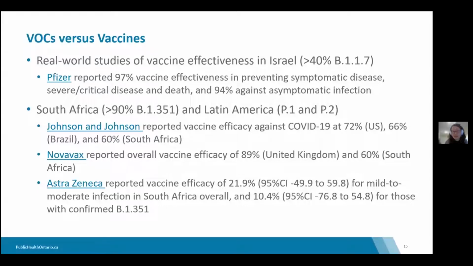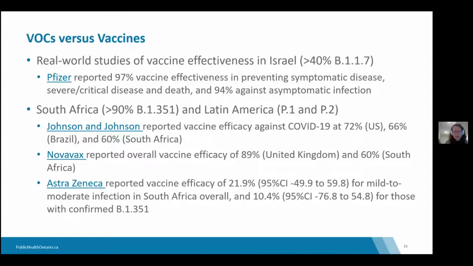So on the good news side, we have very compelling real-world studies of vaccine effectiveness from places like the United Kingdom and Israel, where the vast majority of what they're seeing currently circulating is the B117 variant. One of the studies of the Pfizer vaccine from Israel showed that there was still a 94% effectiveness against asymptomatic infection and a 97% effectiveness against symptomatic disease, severe critical disease, or death. So that's a really excellent news story, because what we're mostly seeing so far in Ontario with this B117 variant is that we're still going to get really good protection from the vaccines that we have.